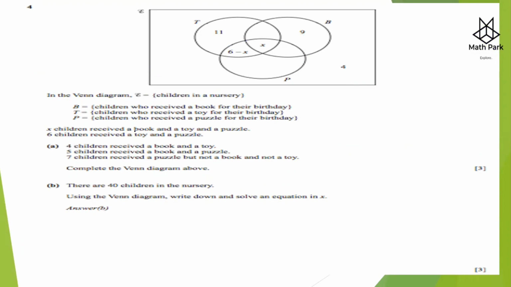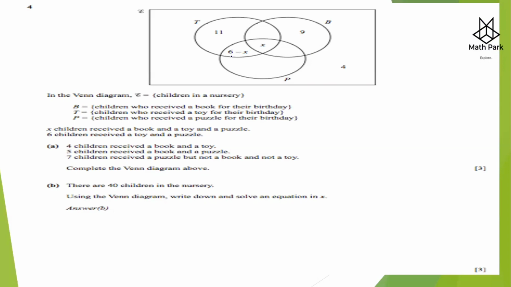Now, X children received a book and a toy and a puzzle. So, X is the intersection of all three sets. Then, 6 children received a toy and a puzzle. So, that is why it is 6 minus X, because here it has to be 6. So, it is X over here, and 6 minus X comes over here. Now complete the diagram given over here with the given conditions.